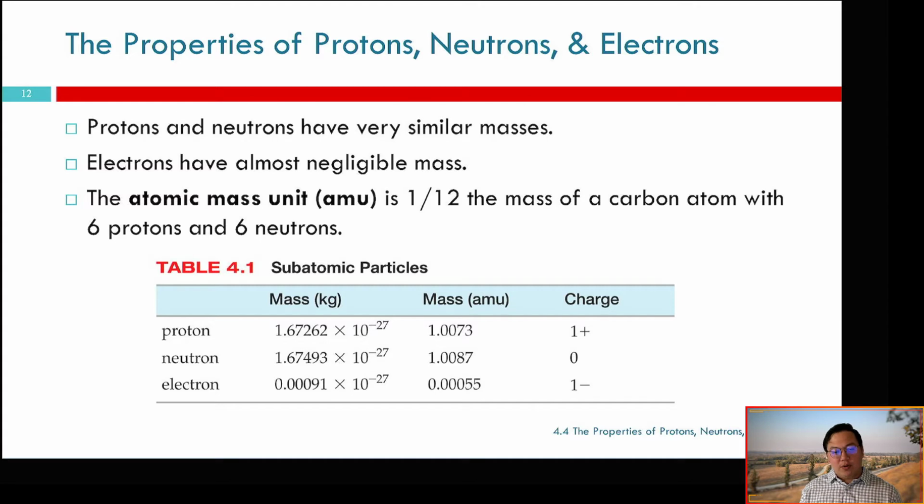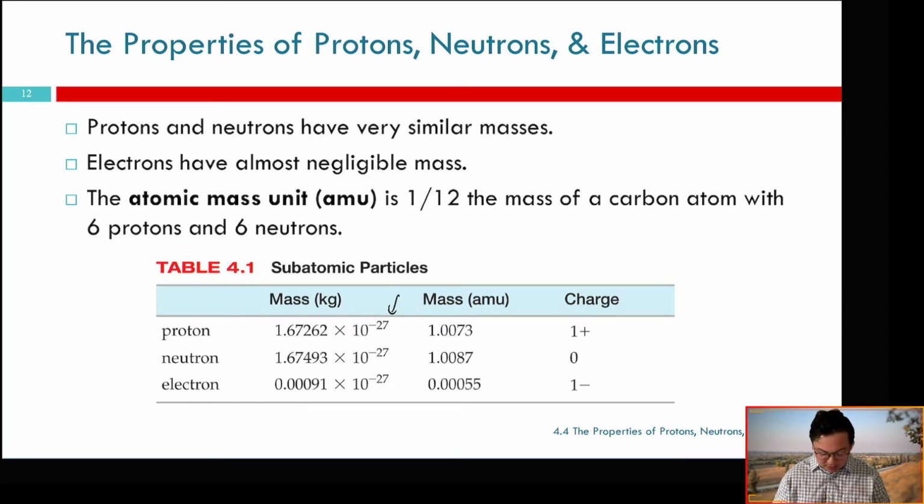The atomic mass unit is defined as 1/12 the mass of a carbon atom with 6 protons and 6 neutrons. So if a carbon atom has 6 protons and 6 neutrons, we take that mass and divide it by 12, and that's 1 atomic mass unit. Oh, sorry, all I had to do was look at the slide. The mass in kilograms of a proton is 10 to the minus 27 kilograms, so 10 to the minus 24 grams.